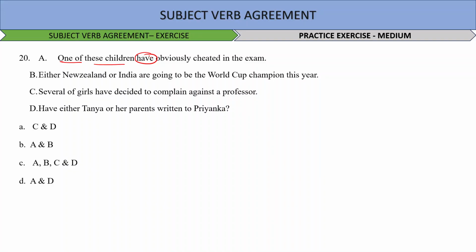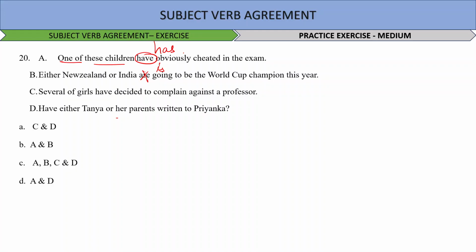Second one, either New Zealand or India are going to be the World Cup champion this year. Any one will be the champion, so is going to be the champion. Several of girls have decided to complain against a professor. Have either Tanya or her parents written to Priyanka. Okay, so these two sentences seem appropriate, and these two sentences are in option number A.